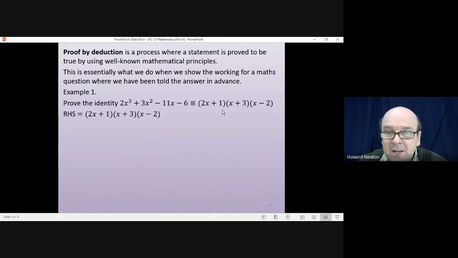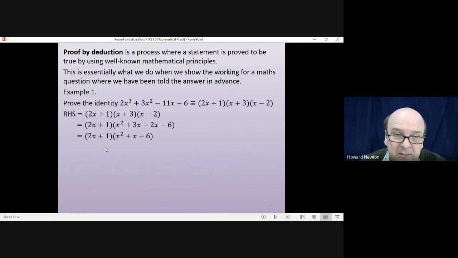So start with the brackets, and then all we have to do is multiply those brackets out and show that when we've multiplied them out, we do get the left-hand side. So multiplying the second two brackets together, I'd get that. Tidying that up would give me that. And then multiplying those two brackets together would give me all of that. And again, tidying all the terms together, collecting them up, I get 2x cubed plus 3x squared minus 11x minus 6.